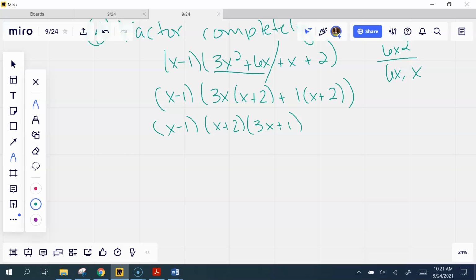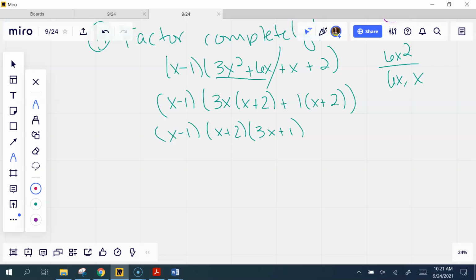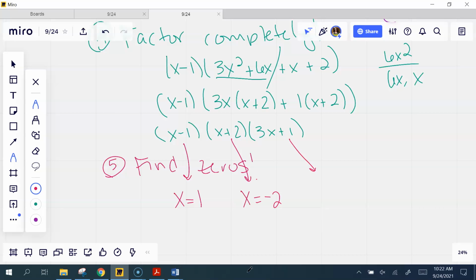Am I done? No, because I was asked to find what? The zeros. So to find the zeros now, it's easy. What are they? Set it equal to 0. That's exactly right. 1, -2. How about this one? Subtract 1 and divide by 3. That's exactly right.